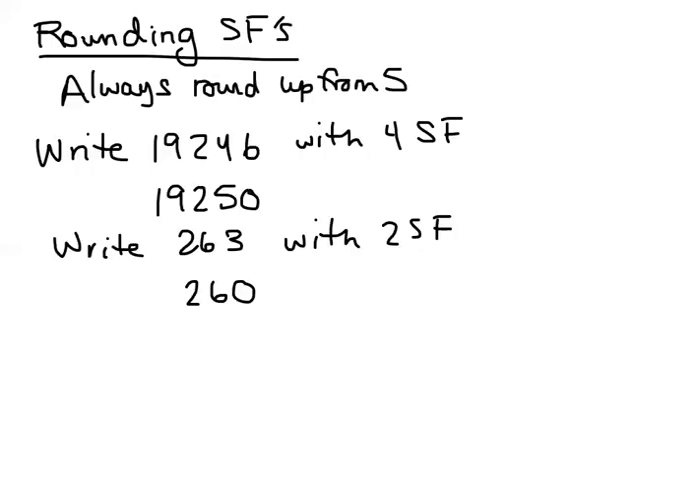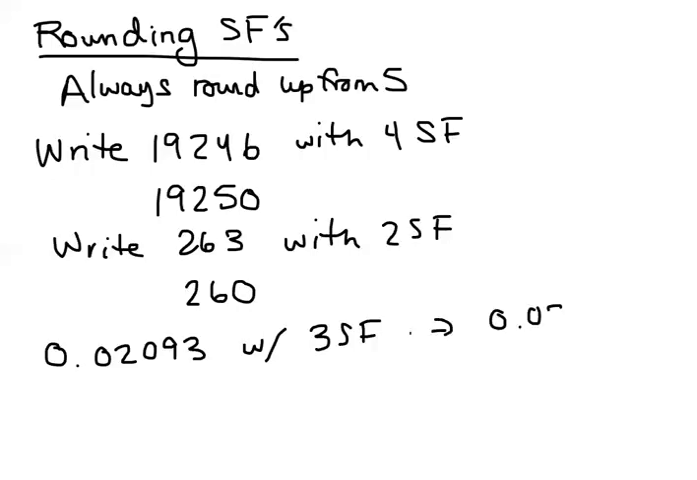If it's a number less than 1, it's a little bit different. For example, if I have 0.02093 and I want to write that with 3 sig figs, in this case, I can just cut off that last sig fig, right? So here we have 1, 2, 3, 4 sig figs, because once again, those leading zeros do not count. Zeros to the left never count. So here we're just going to cut off that 3, and we're going to write it as 0.0209.